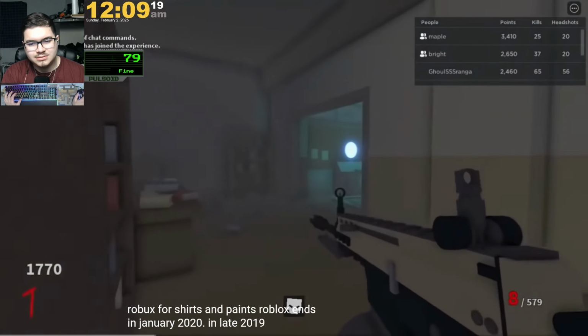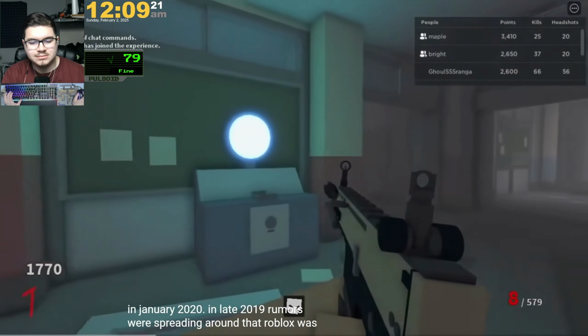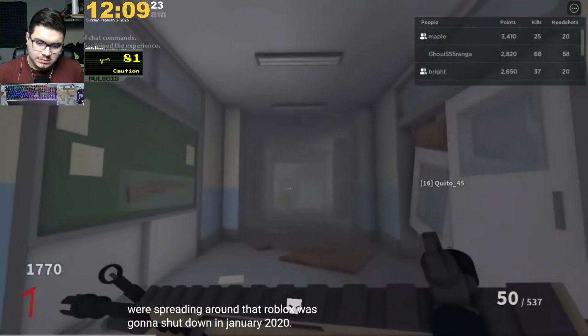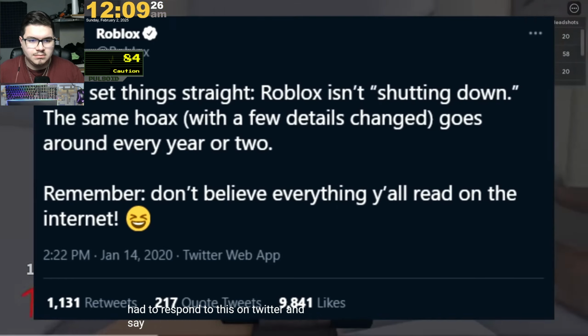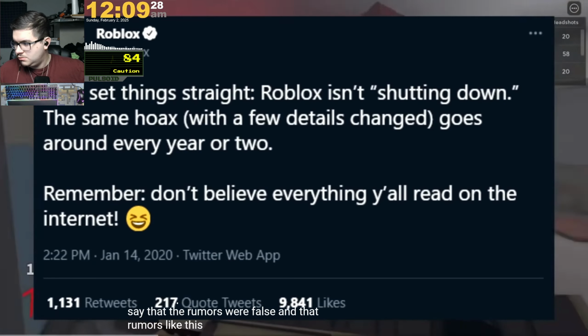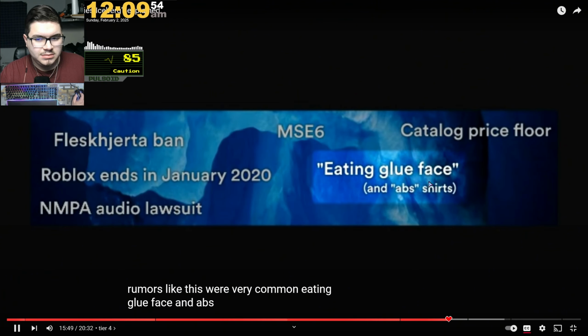In late 2019, rumors were spreading around that Roblox was going to shut down in January 2020. Roblox had to respond to this and say that the rumors were false and that rumors like this were very common. Eating face and abs shirts.